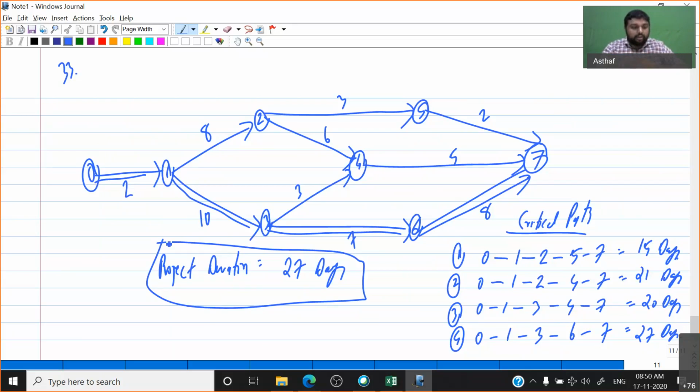So drawing and all will not come for your exam. Only the path they will ask. They will give the choice: 0 to 1, 1 to 3, 3 to 6, 7. There will be one choice, then another one like that. So we have to select the correct one. We have to do this, then only we will get it.